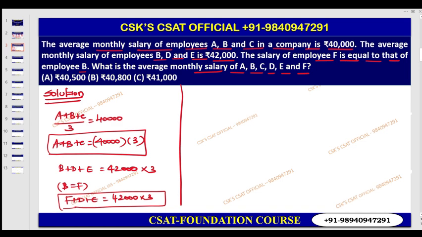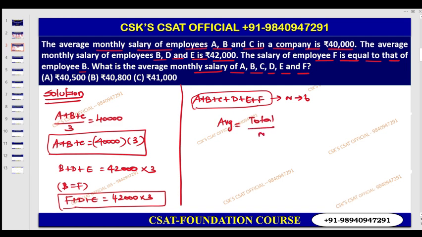Now what happens here? A plus B plus C plus D plus E plus F. So total, 6 people, right? Total here 6 people. So now the n here is 6. The same concept: average is equal to total by n. The same concept you can apply. What is the total? The total for 6 here, or else you can put A plus B plus C plus D plus E plus F, by 6.